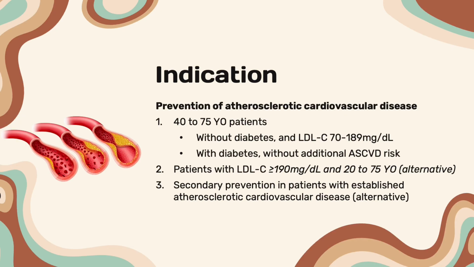The first indication we will be talking about is the prevention of atherosclerotic cardiovascular disease. Altoprev or Lovastatin is indicated for patients 40 to 75-year-olds without diabetes and an LDL cholesterol of 70 to 189 milligrams per deciliter, and in patients with diabetes without additional ASCVD risk. It is also indicated in patients with LDL cholesterol of greater than or equal to 190 milligrams per deciliter and 20 to 75-year-olds as an alternative medication. It's also an alternative medication for secondary prevention in patients with established atherosclerotic cardiovascular disease.